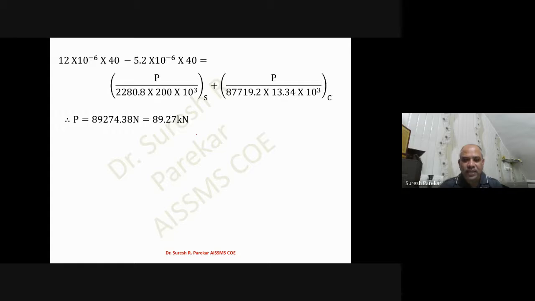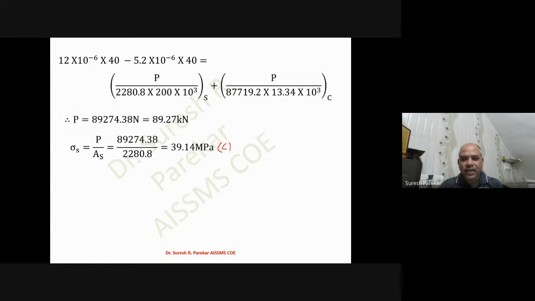To find the stress in steel and concrete, we have simply sigma s equals P upon AS. The P value is 89.27, and AS, the area of steel, we have seen for 6 bars is 2280.8, which gives us 39.14 MPa. Now as my sigma s value is greater than sigma c, we have compression in this.